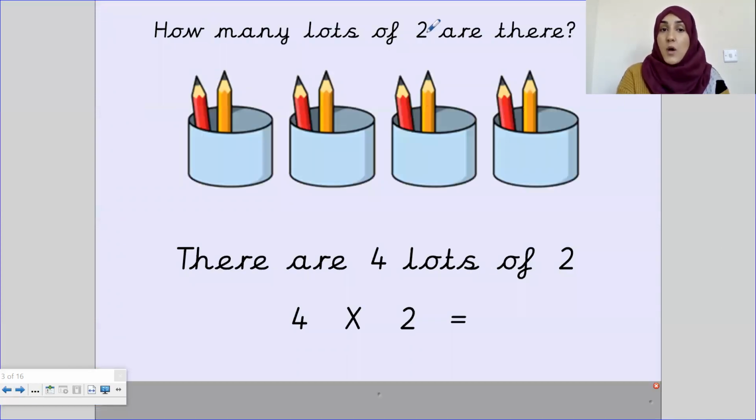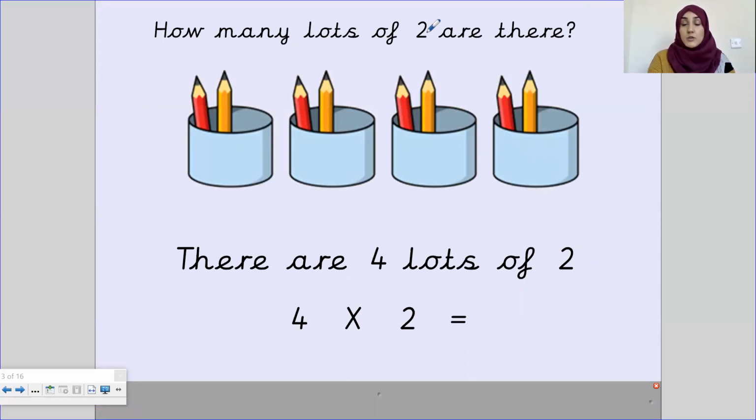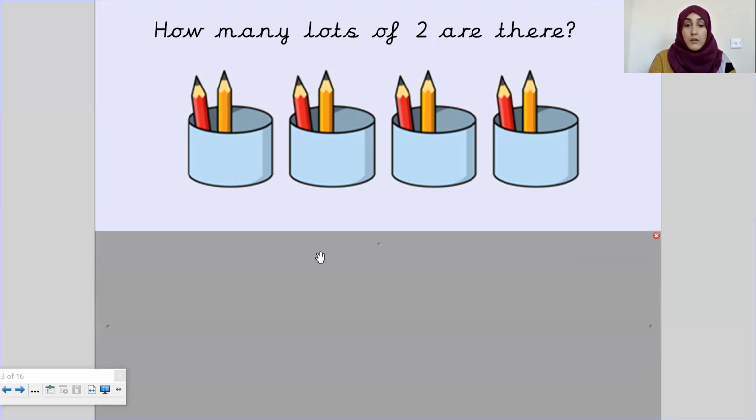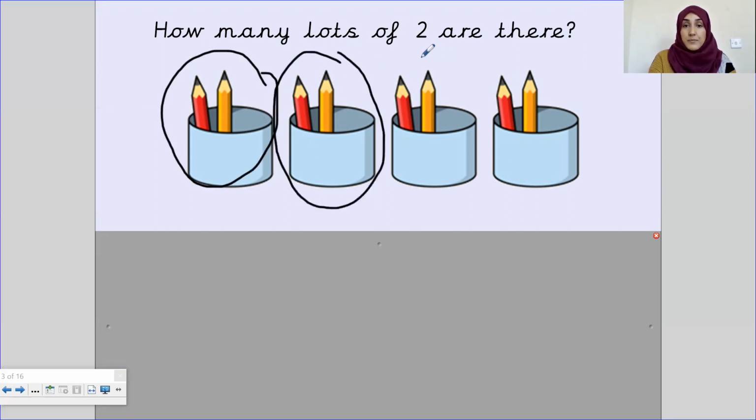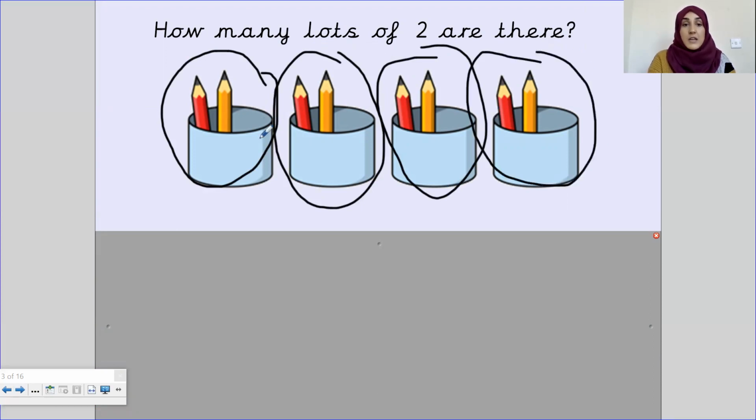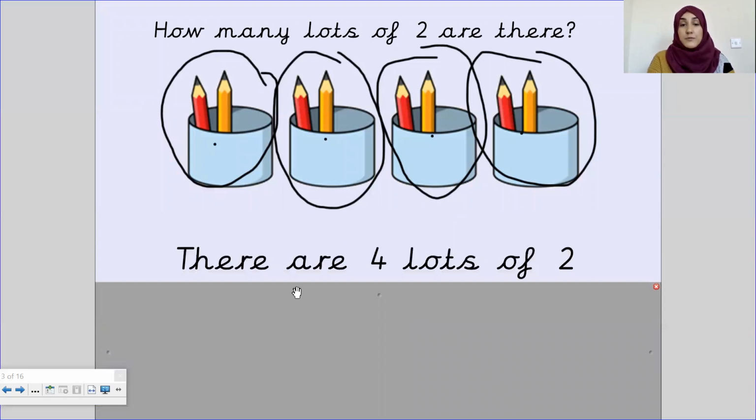It says, how many lots of 2 are there? Now, I know that when it says lots of, that means groups of. So I know there's one group. That's another group. That's another group. And that's another group. So there is 1, 2, 3, 4. 4 lots of 2. There are 4 lots of 2.